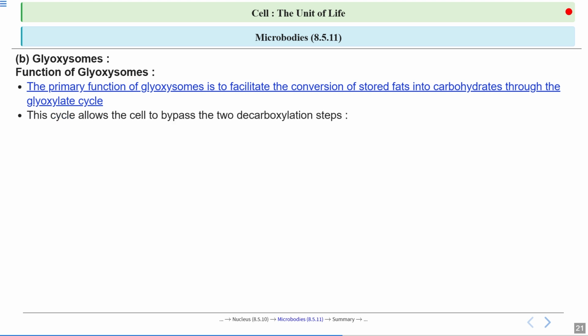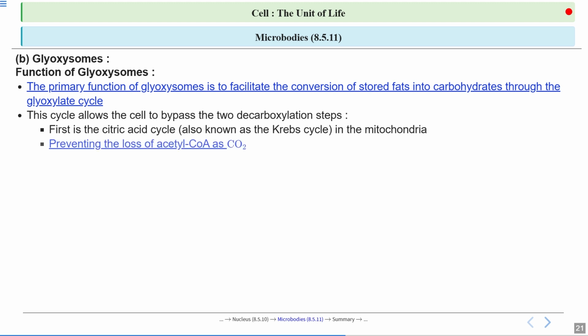This cycle allows the cell to bypass the two decarboxylation steps. First is the citric acid cycle, known as the Krebs cycle, in the mitochondria. And it prevents the loss of acetyl coenzyme A as carbon dioxide. So when you read these cycles, then you will understand this more. Clear?